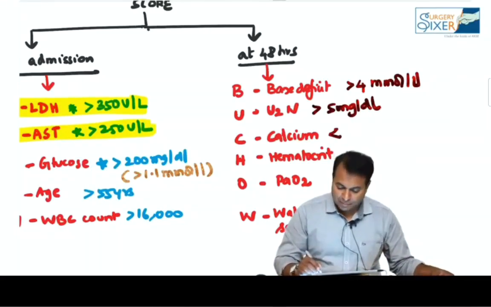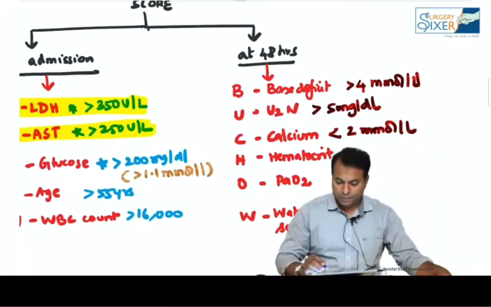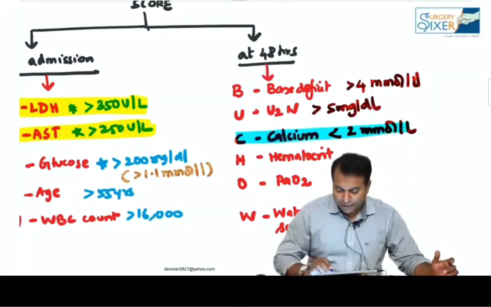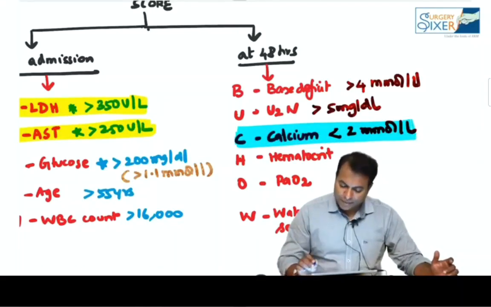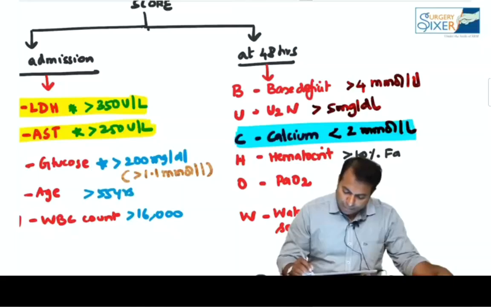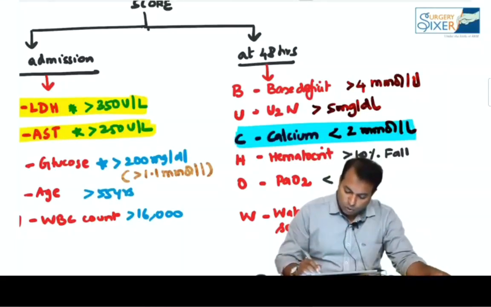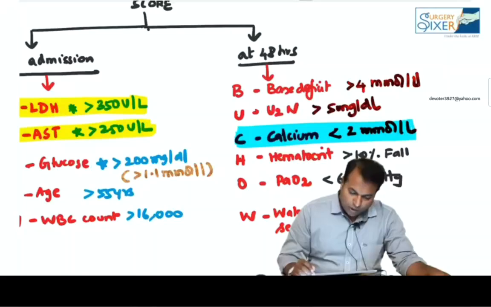Serum calcium here, please remember, is less than 2 millimoles per liter. You have to know an interesting point: all factors I am telling are elevated, but calcium is decreasing. Please remember, calcium is decreased. And there is a hematocrit fall of more than 10%. Hematocrit is one of the important values. Then PaO2 less than 60 millimeters of mercury, and water fluid sequestration more than 6 liters.